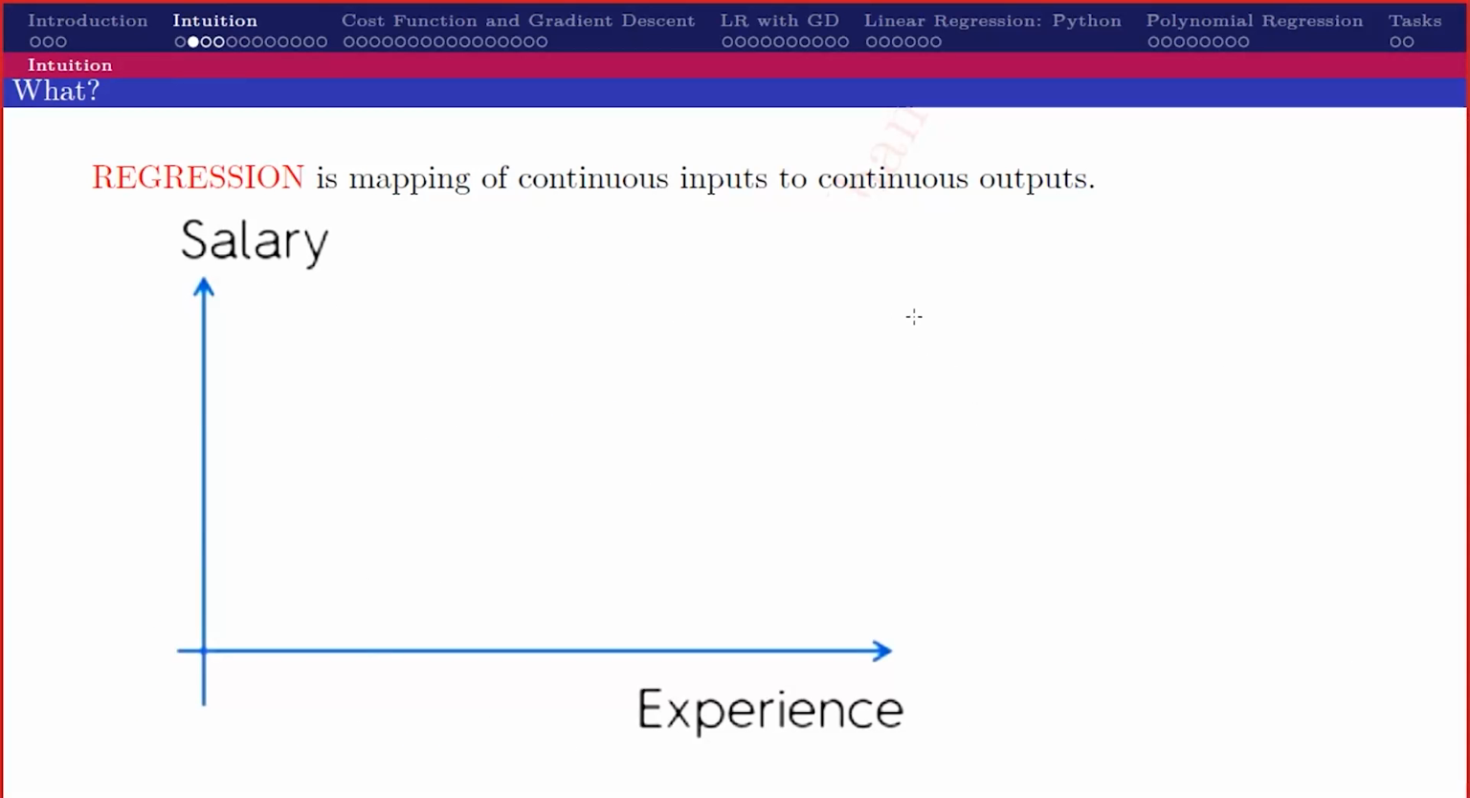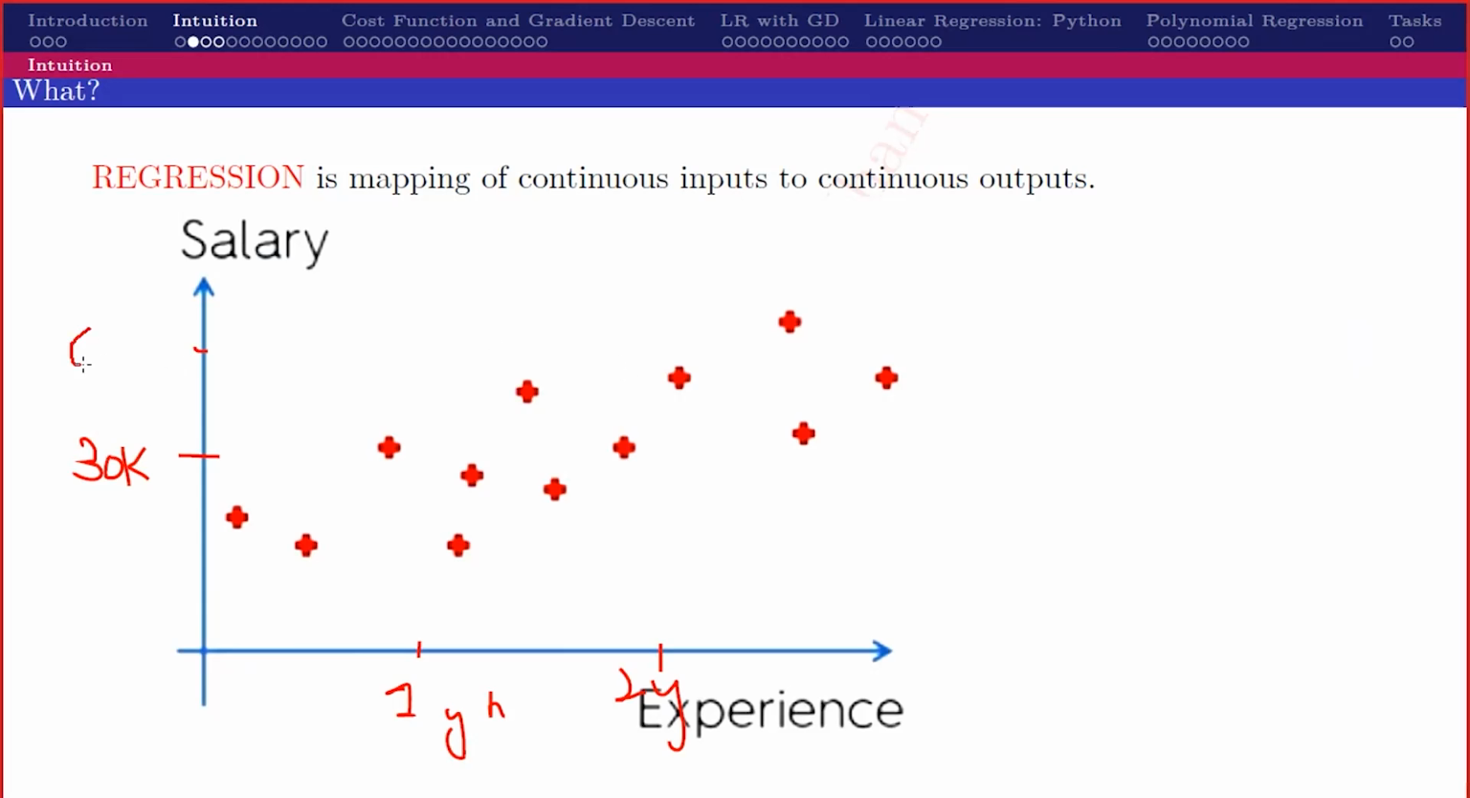So let's look at the intuition for regression, so you will understand better what I mean by regression. Regression is mapping of continuous inputs to continuous outputs. Continuous inputs are our feature vector, xi, and the continuous output is denoted by yi, simply. Let's say this is the data set given to us, related to the salary of a person based on his or her experience. If experience is around 1 year, the person is getting a salary in the range of 30 Ks. In the same manner, if experience is around 2 years, the person is getting a salary in the range of 60 Ks.